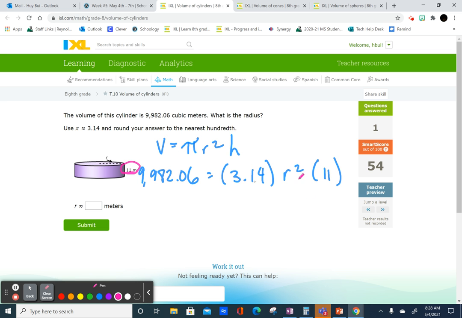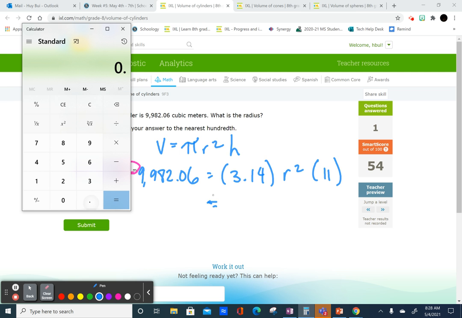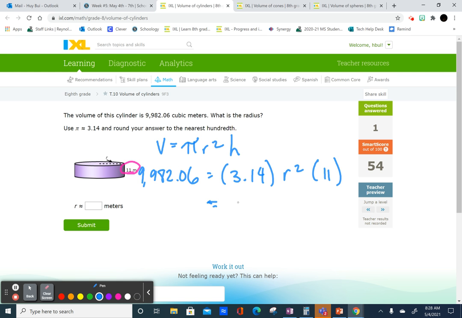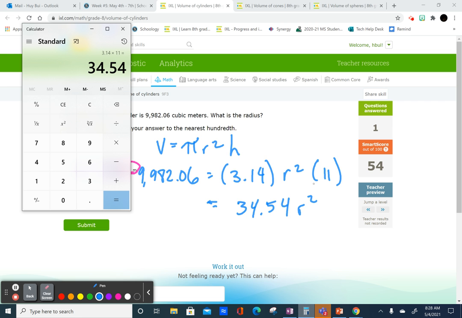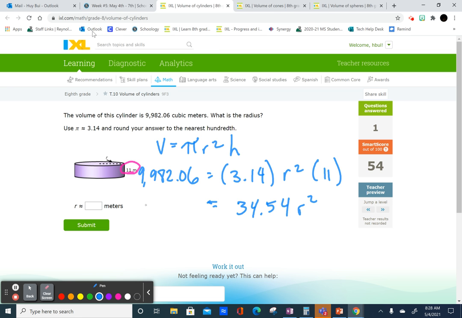All right, so let's multiply pi times the height. Let's pull up this calculator. 3.14 times 11 equals 34.54, so 34.54 times r squared. Make sure when you're writing something from a calculator down, you write it correctly. I'm just double checking. Yeah, that's correct. And that equals 9982.06. All right, let's divide both sides by 34.54.